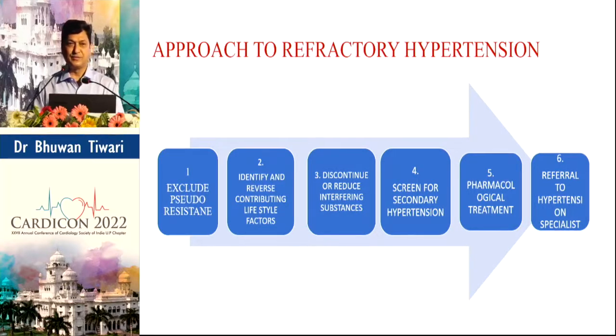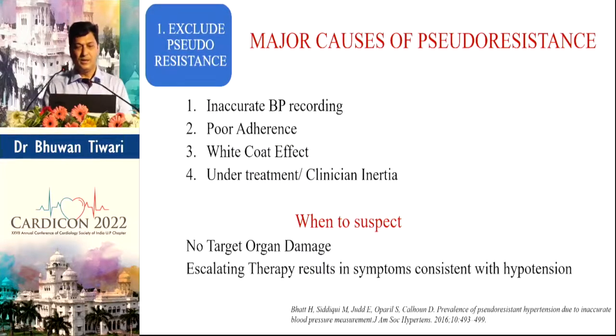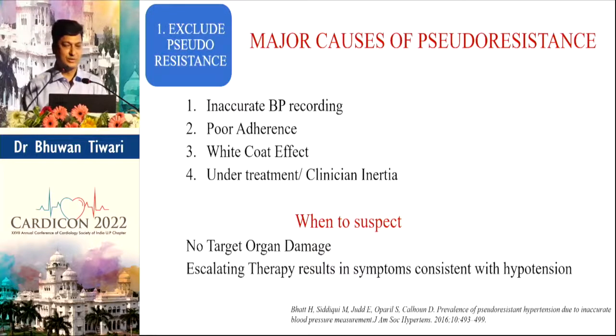And then after these 1, 2, 3, 4 have been evaluated and excluded, the pharmacological treatment starts, though it starts from the beginning, but that is the time we need to step up our treatment. And after that, a referral for some special treatments which are available in case the patient is truly refractory to these medications. So now, first the major causes of pseudo-resistance, which we have to exclude: inaccurate BP recording, poor adherence, white coat hypertension, undertreatment or clinician inertia. So when do we suspect it? There is no target organ damage for the high blood pressure level, and escalating therapy results in symptoms consistent with hypotension.